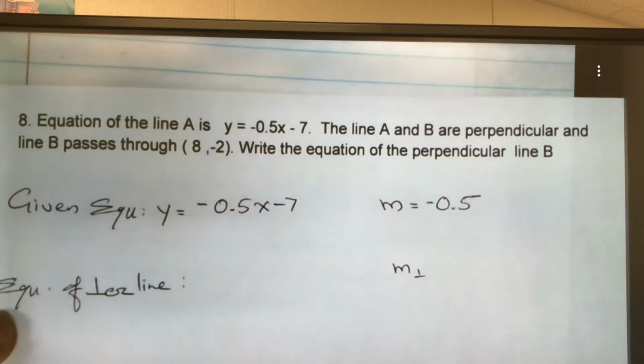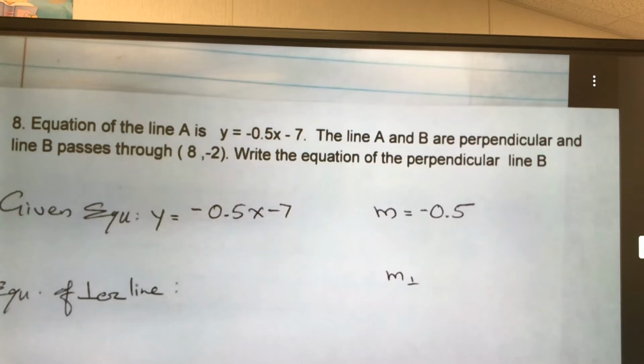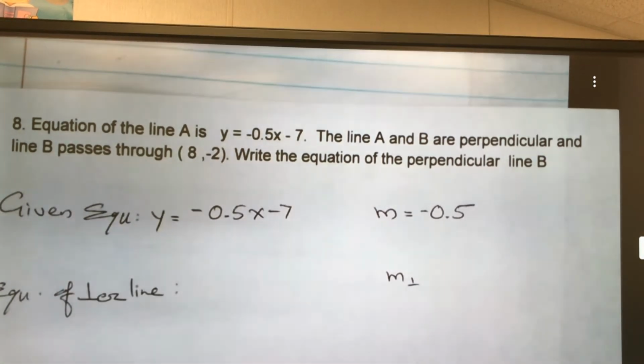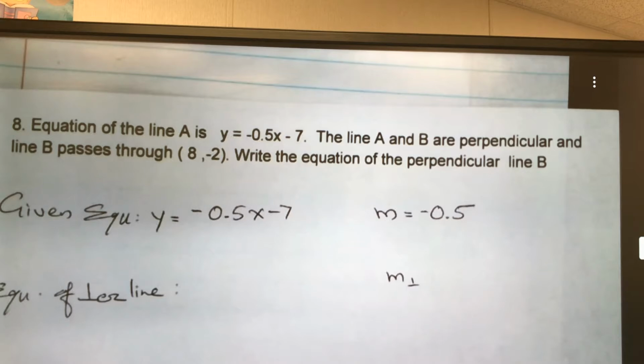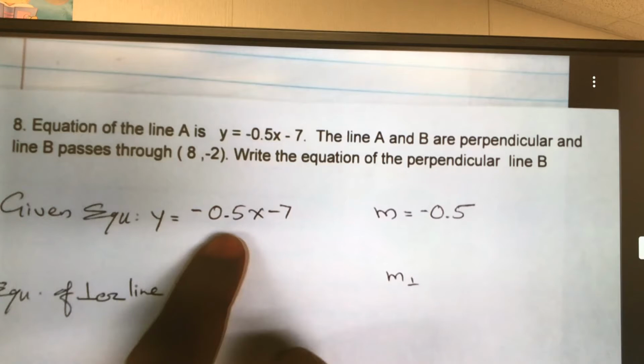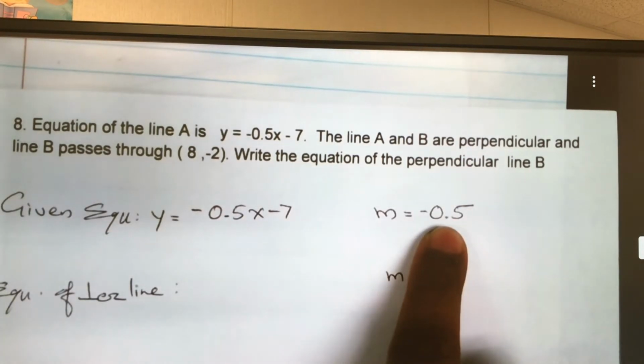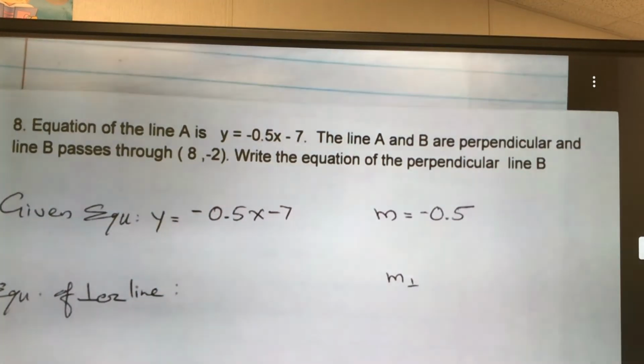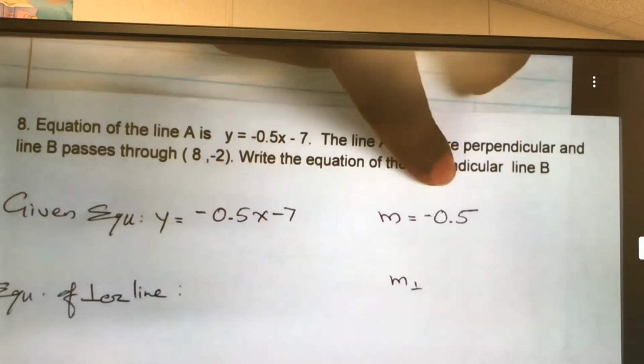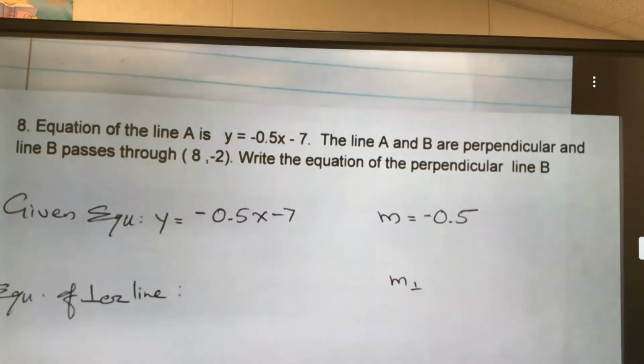You have to write the equation of a line A, that is y is equal to negative 0.5x minus 7. You need to write the equation of the perpendicular line. My given line is this one, the slope is negative 0.5. And I need to write the equation of the perpendicular line, so the slope of the perpendicular line should be the opposite reciprocal. I have to flip 0.5, but it is not a good idea to write 1 over 0.5.